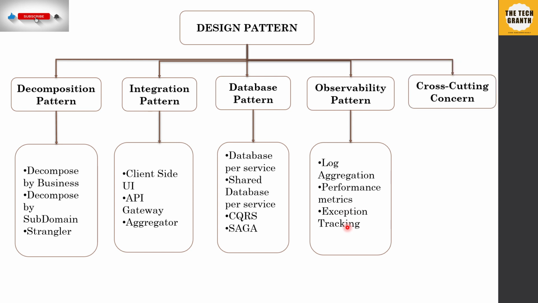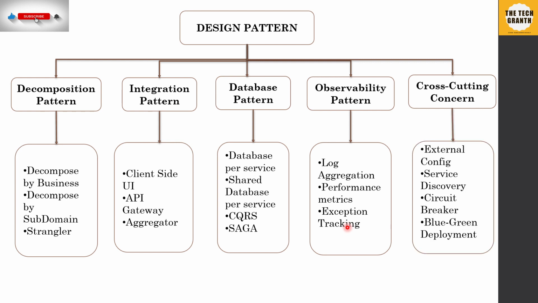And finally, we have cross-cutting concerns. What cross-cutting concerns means is how you will have your microservice talk to other services, how you will deploy the microservice, and how you will restrict the calls to your microservice. If an API is bombarded with a million calls, how will you restrict all those things? This part consists of external configuration, service discovery, circuit breaker, and blueprint deployment. For each of them, I will come up with a separate video because these are bigger topics and require detailed explanation.